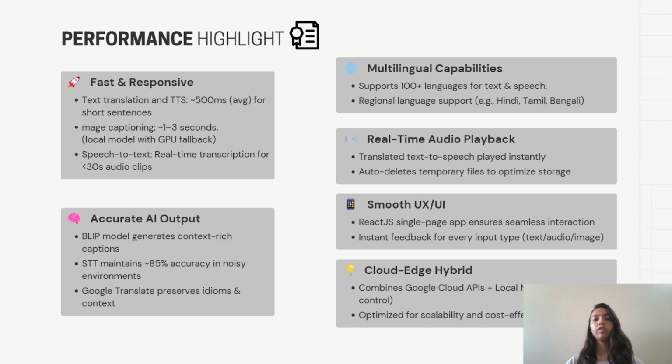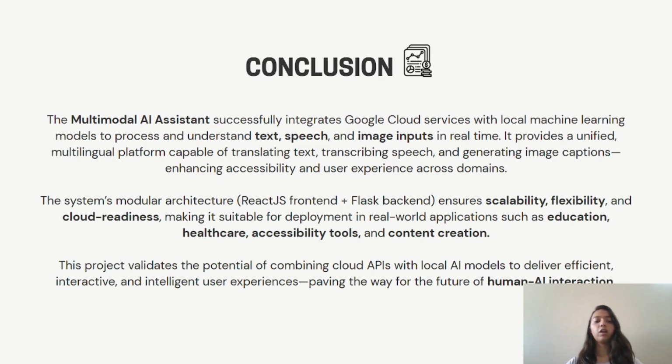Multilingual capabilities. Our AI assistant supports 100 plus languages for text and speech, including regional languages like Hindi, Tamil, Bengali, etc. Real-time audio playback: translated text to speech is played instantly, and it auto deletes the temporary files to optimize storage. It consists of a responsive UI. The React.js single page app ensures seamless interaction and instant feedback for every input type: text, audio, or image. And at last comes the most important part, the hybrid Cloud Edge Hybrid, which combines the Google Cloud APIs and local ML for efficiency and control, and it is optimized for scalability and cost-effective deployment.